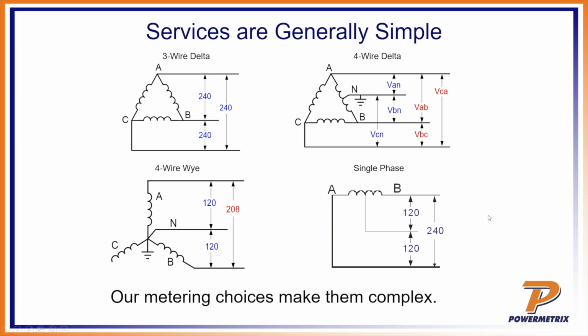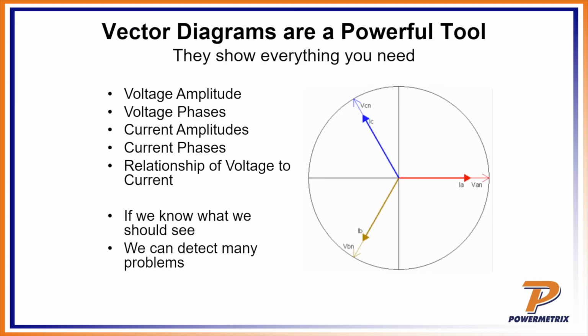So this side of it is a little bit easier, but our metering choices is what makes them complex. So a vector diagram is the tool we want to use that shows us so much information to know if there's something wrong at the meter site. In a vector diagram, I can see my voltage amplitude on phase A right here, the open arrow, my voltage phase, that is in voltage on phase A, it's on 0. Phase B here is at 120, and then phase C at 240.